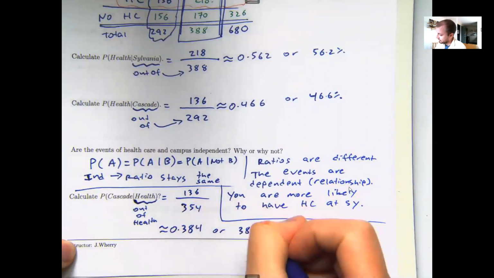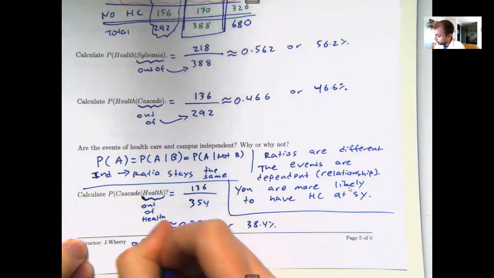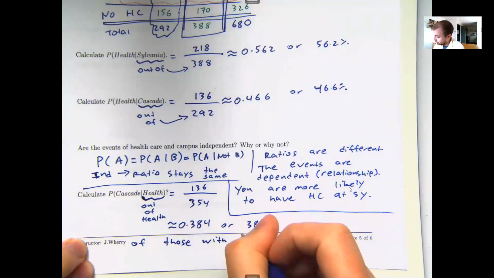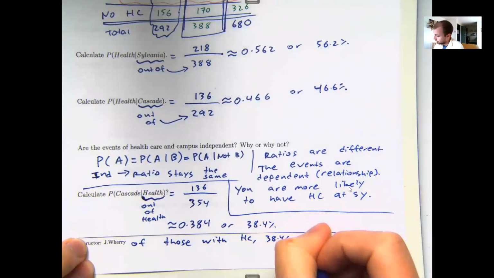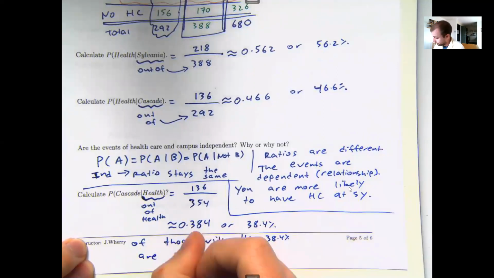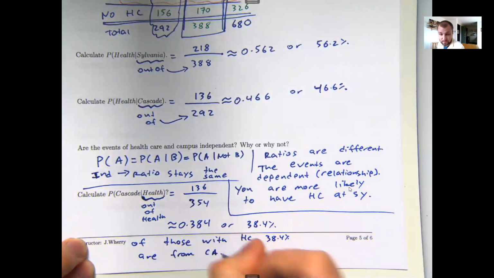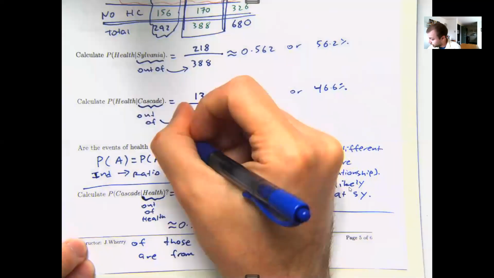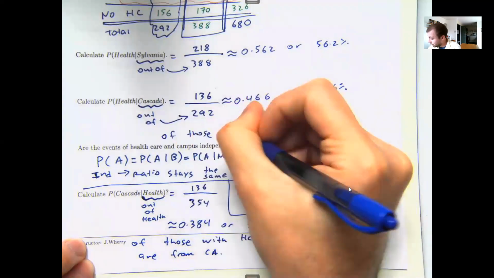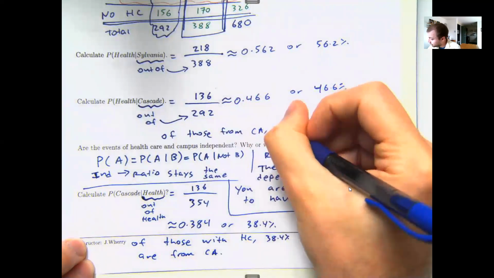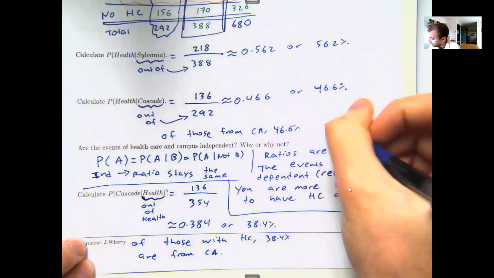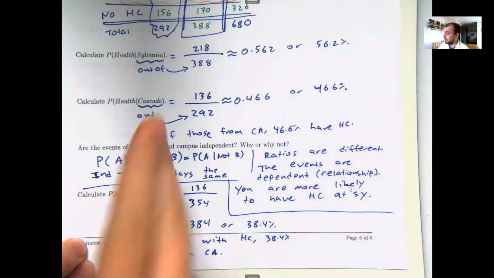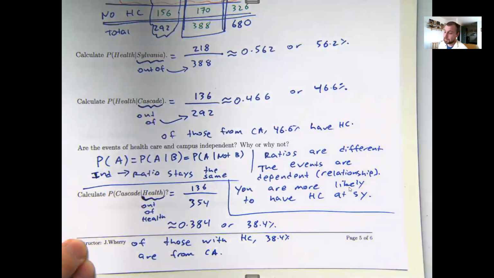Now, if I'm writing out what the sentence is telling me, of those with healthcare, 38.4% are from Cascade. If I wrote out this earlier sentence, of those from Cascade, 46.6% have healthcare. So when you switch the order of these things, you change the piece of information that's given.